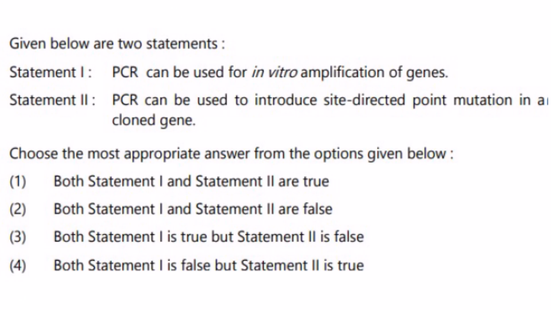Then the next one, PCR can be used for in vitro amplification of genes. That is correct. PCR can be used to introduce site-directed point mutation in a cloned gene. That is also correct. So that makes the option both statement 1 and 2 are true. Now how PCR introduces site-directed point mutation in a cloned gene, I will tell you. Suppose they ask for this, as in the 2025 question paper. So I'm just explaining how PCR does this process.